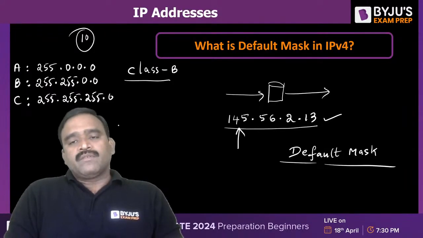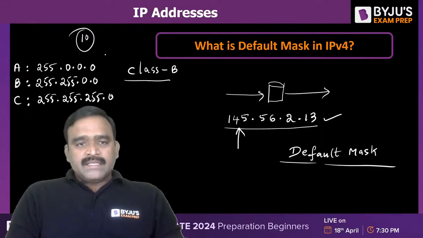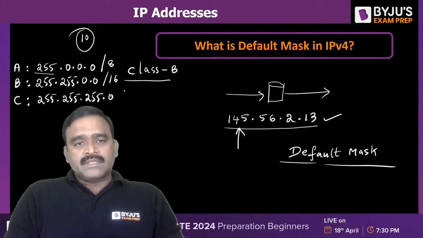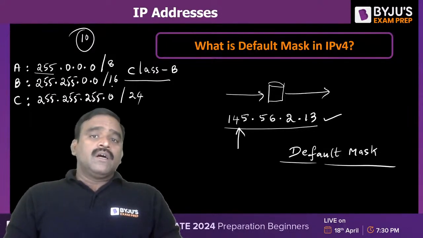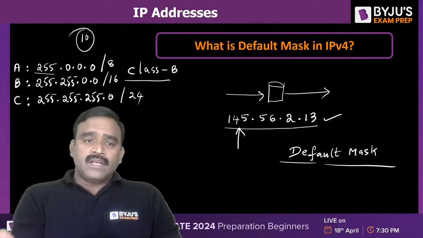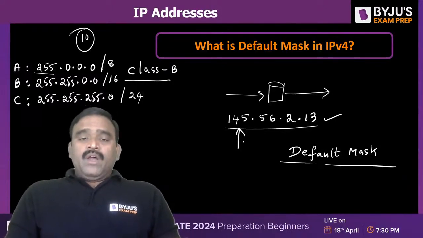So 3 octets are ones and the last octet will be 0. We can say this is /8 because the first 8 bits are ones, /16 means the first 16 bits are ones, and /24 means 24 bits are ones. All the net ID part of class A is ones, all the net ID part of class B is ones, and the host ID part will be zeros. Okay, now why is it required?